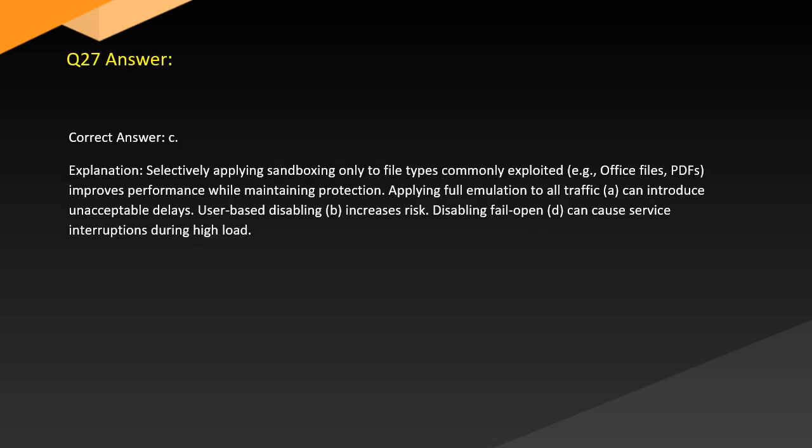Answer. Correct answer: C. Explanation: Selectively applying sandboxing only to commonly exploited file types, e.g., Office files and PDFs, improves performance while maintaining protection. Applying full emulation to all traffic, A, can introduce unacceptable delays. User-based disabling, B, increases risk. Disabling fail-open, D, can cause service interruptions during high load.